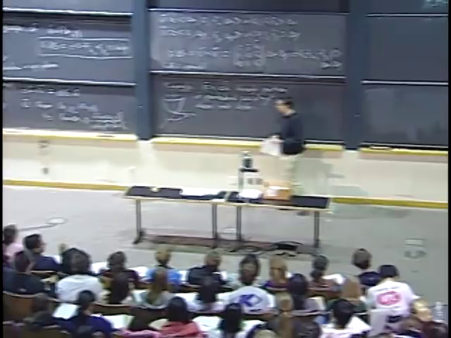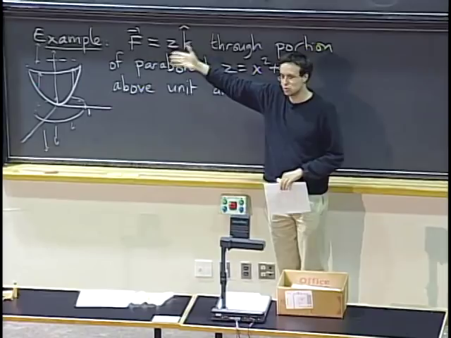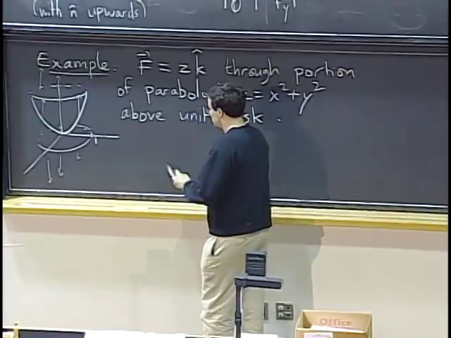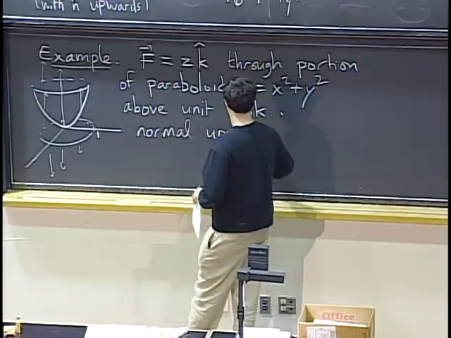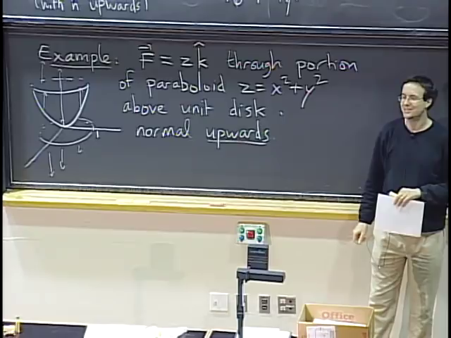The only one that's probably not correct is 0, because no matter which way you choose to orient it, you should get something. It's not looking like it will be 0. So let's say that I'm going to do it with a normal pointing upwards. So second chance. I see some people changing back and forth between 1 and 2.